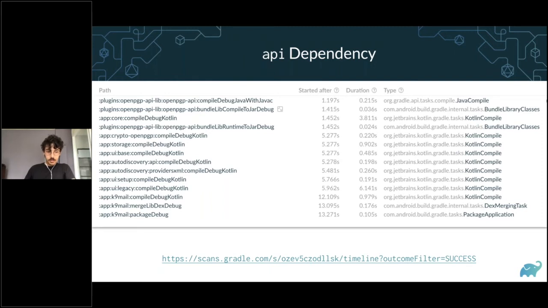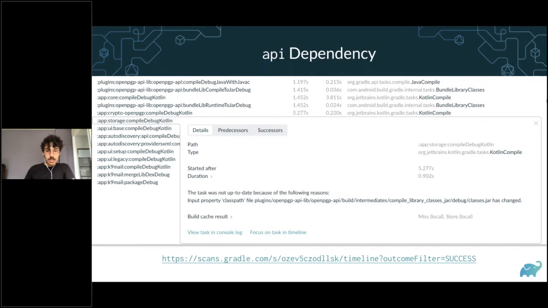So if we want to take a deeper look at why so many tasks ran in the API dependency, we can take a specific look at just one of them. In this case, the compile debug Kotlin task. Here it tells you why this task ran. It's because the classpath changed, the reference to the jar where I made the change changed. So this task has to recompile because it has a dependency on that.